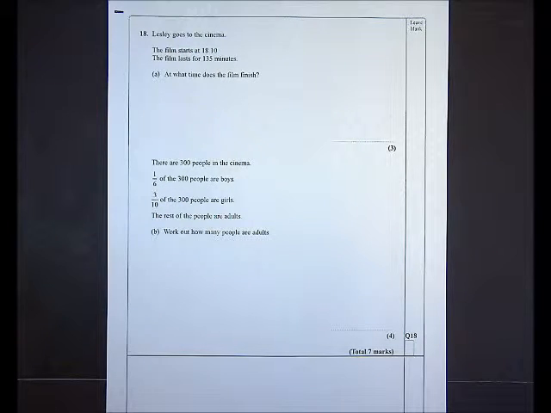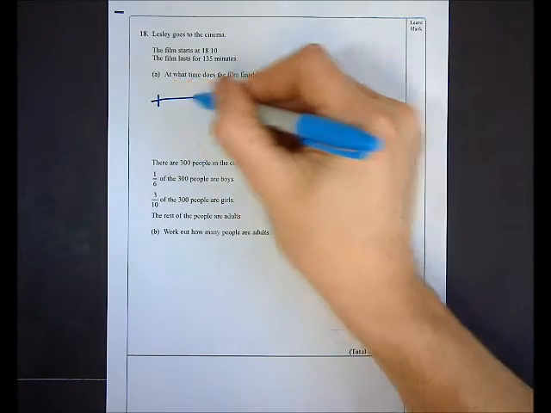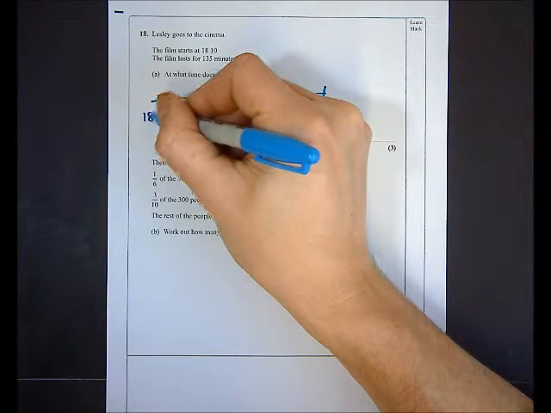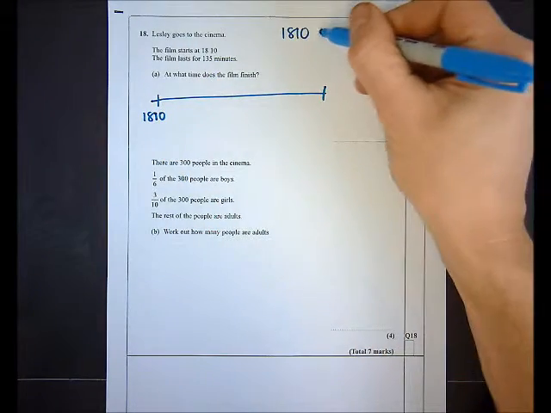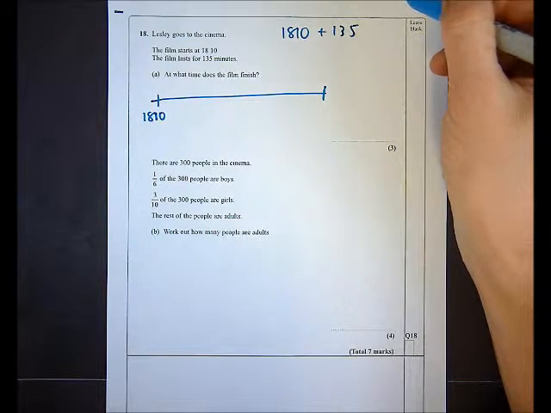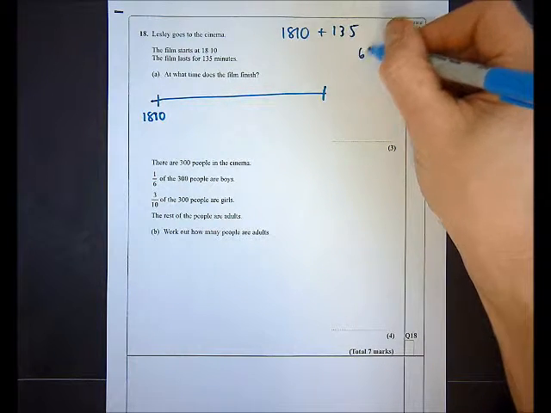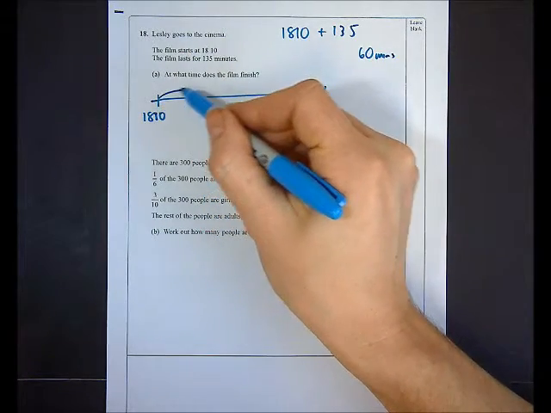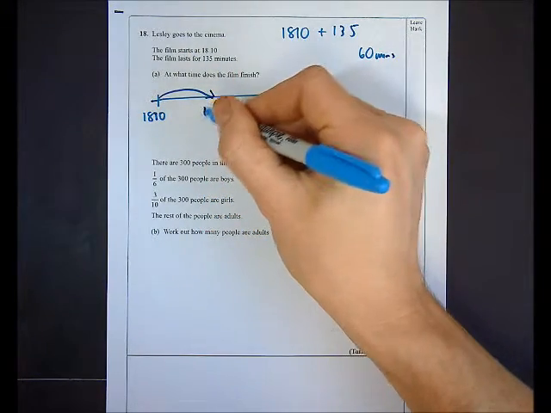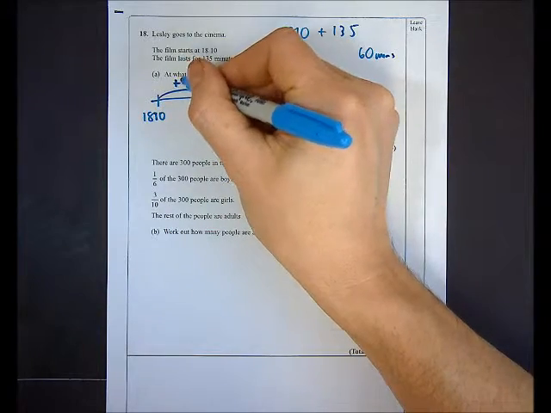In question 18, I'm told that Leslie goes to the cinema and the film starts at 18:10 and lasts for 135 minutes. And I'm asked to work out what time the film finishes. So I'm going to draw a little timeline. So there's 18:10, and I've got to add on to that 135 minutes. So I know there are 60 minutes in an hour. So if I add on 50 minutes to this, that's going to get me to 1900. So I'm adding on 50 minutes there.